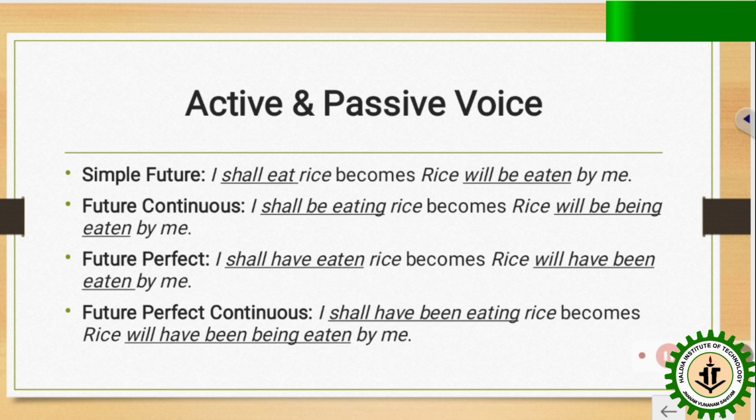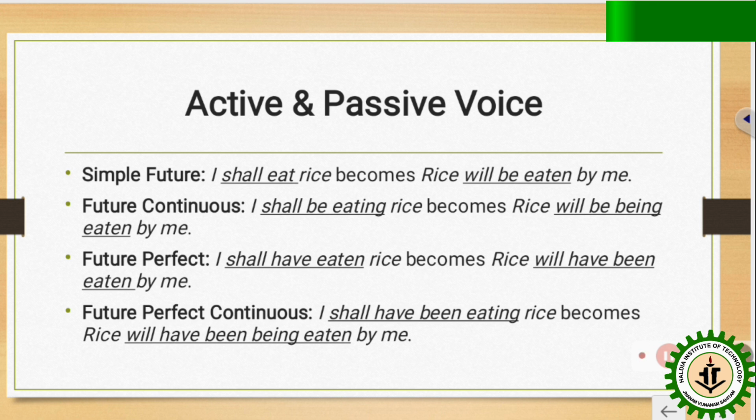and the main verb will be in the V3 form, that is eaten, and in order to do that we need to bring an extra be verb, and that extra be verb has come in the form of will be, only because rice is third person. So the converted sentence in passive voice becomes rice will be eaten by me.